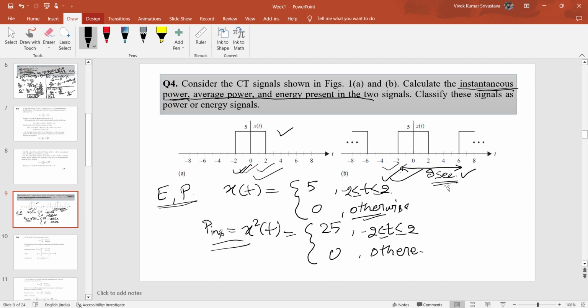This is the instantaneous power. Now we will move ahead and determine the energy and power contained in this signal. Okay, just a minute.